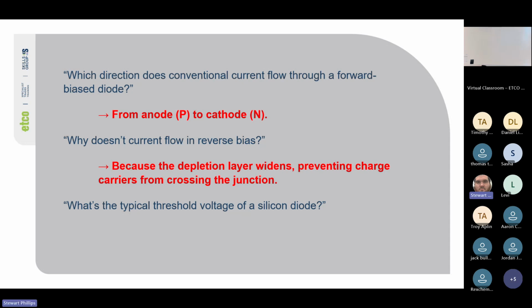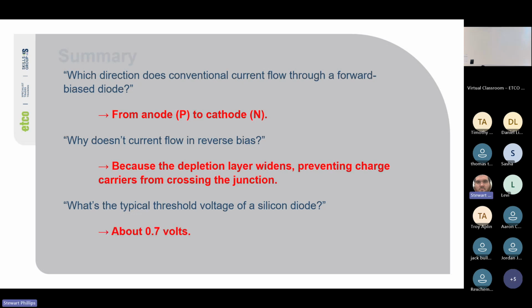Cool. What's the typical threshold voltage of a silicon diode? Yep, 0.7 volts.